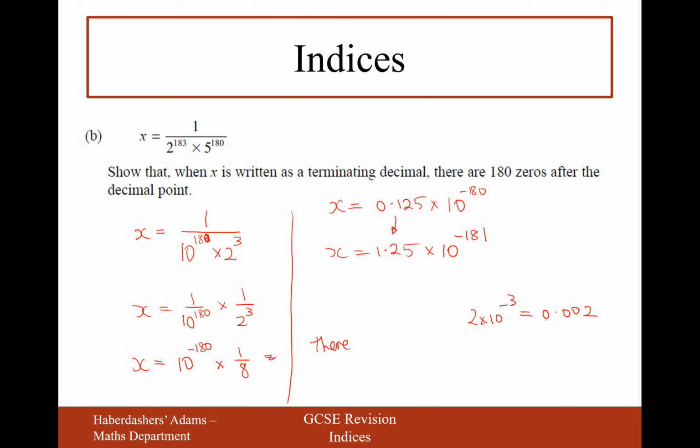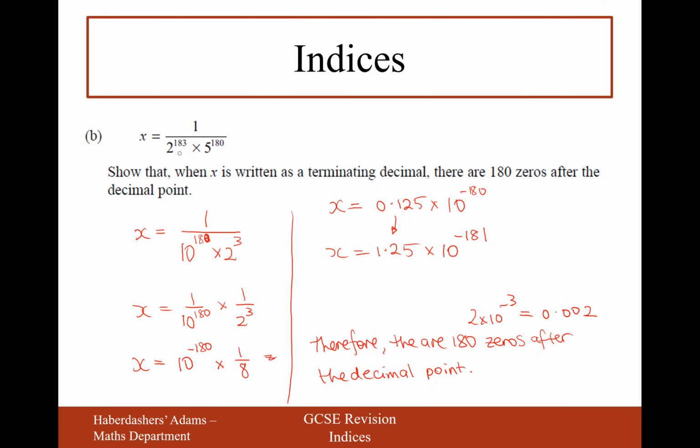So therefore, I'll write a tiny little explanation here. There are 180 zeros after the decimal point. Okay, so there we are. That's the answer to this question here. A little bit tricky on that one.